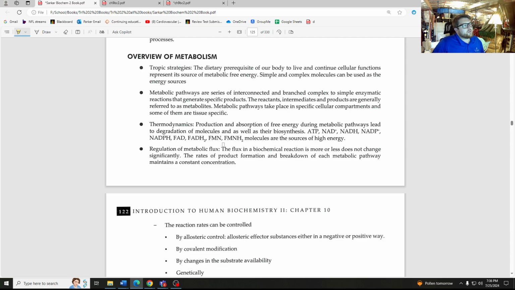Okay, even more reading. The overview of metabolism. Trophic strategies. The dietary prerequisite of our body to live and continue cellular functions represents its source of metabolic free energy. Simple and complex molecules can be used as the energy source.